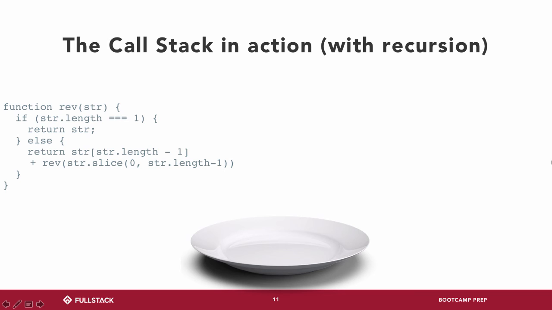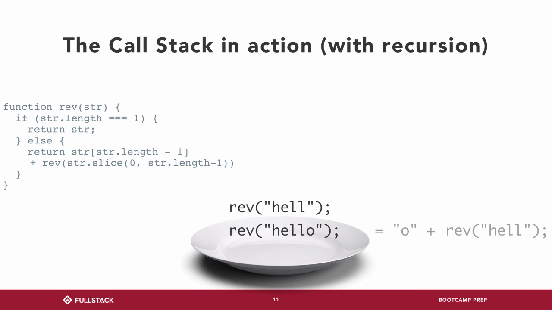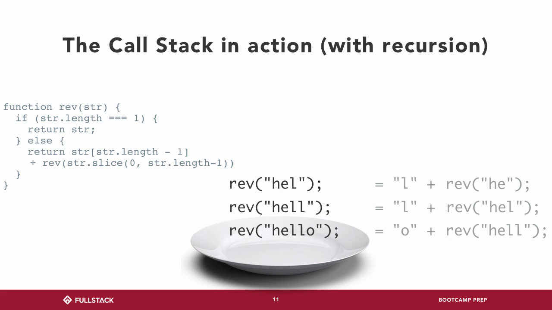Cool, so in this case, they did it all in one line. I like to declare variables and then remove them later on. So we have that reverse hello call, which equals O plus reverse of hell. And then we call hell, that's L plus reverse of hell with 1 L. Hell with 1 L equals L plus reverse of he. He equals E plus reverse of H. H equals H. So we've gotten to the base case.